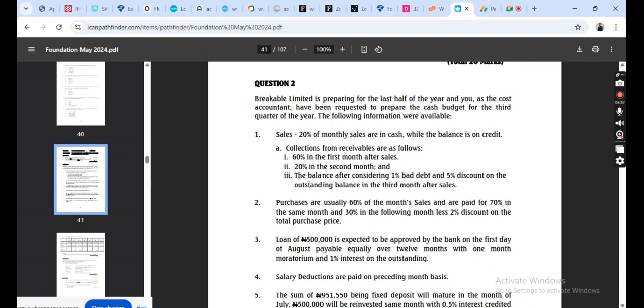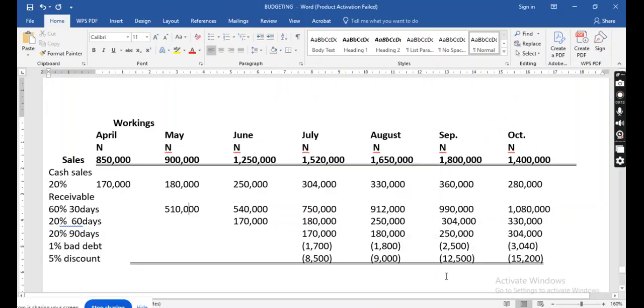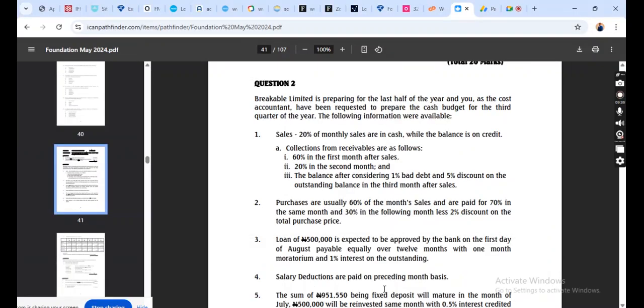So we want to know our total receivable, total sales collection. What we're supposed to do is remove the 20% from 850, class. When you remove 20% from the 850, you have your total receivable. Then you apportion it: okay, 60% in 30 days, 20%. Because if you did not do it like that, right, you have overstated your budget to be above 100%.